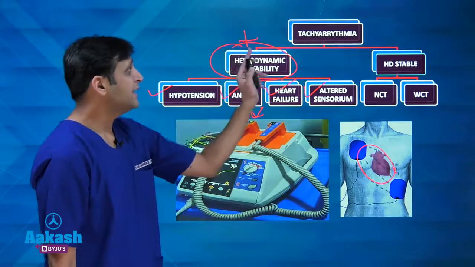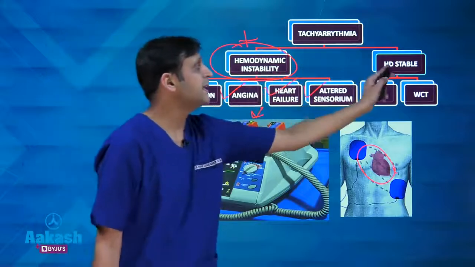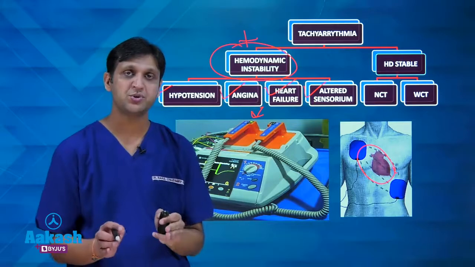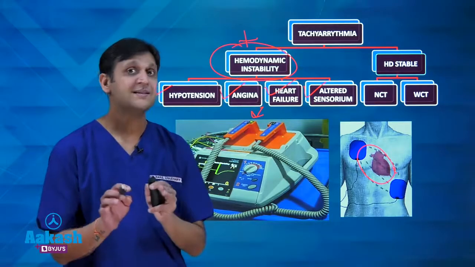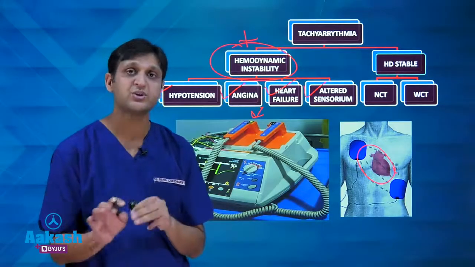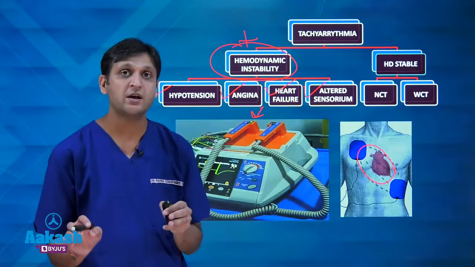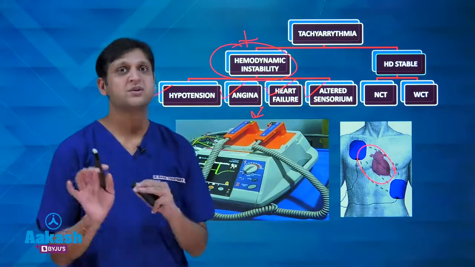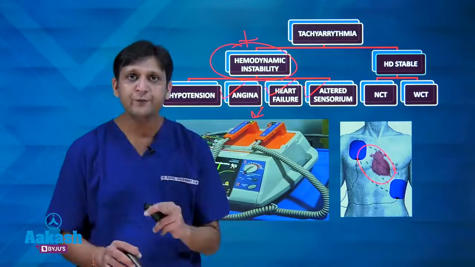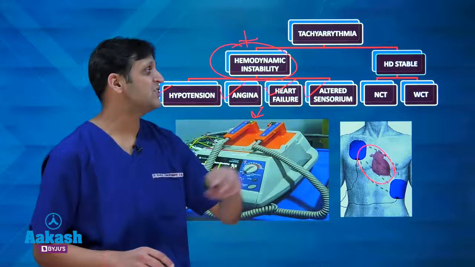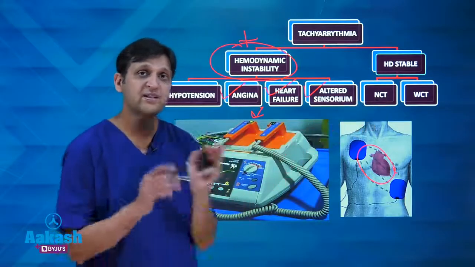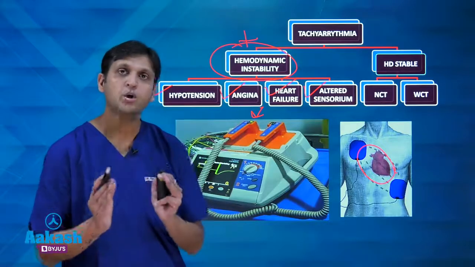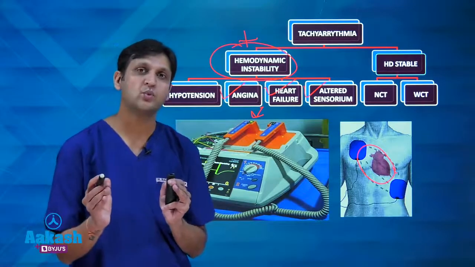Now, if your patient has a hemodynamically stable tachyarrhythmia, so if a question is a patient presenting to you with a tachyarrhythmia that is hemodynamically stable, the blood pressure is okay, patient does not have angina, patient does not complain of features of pulmonary edema like dyspnea, patient does not have altered sensorium, then focus on whether the ECG is narrow complex, that is a QRS of less than 120 milliseconds, or whether the ECG has a broad complex QRS of more than or equal to 120 milliseconds.